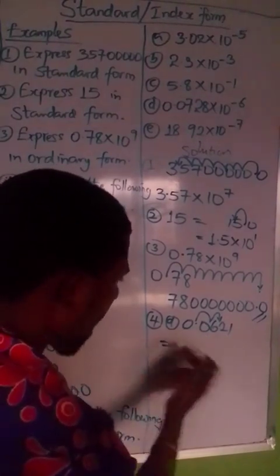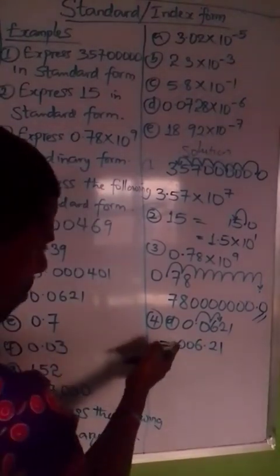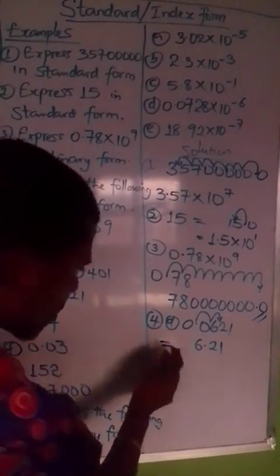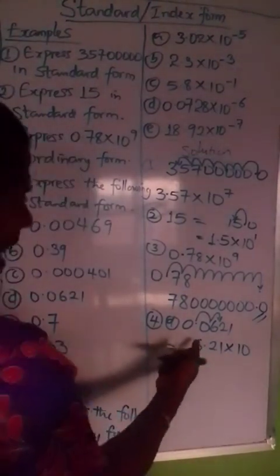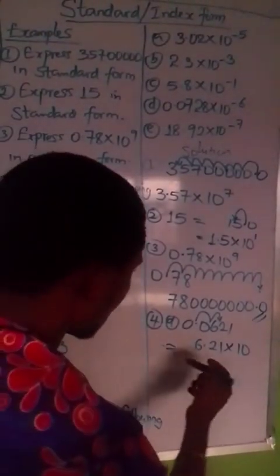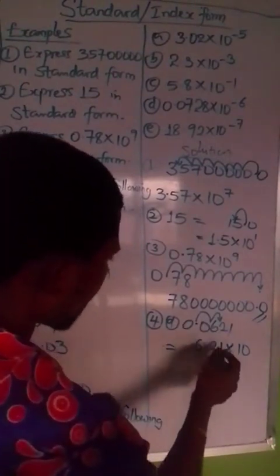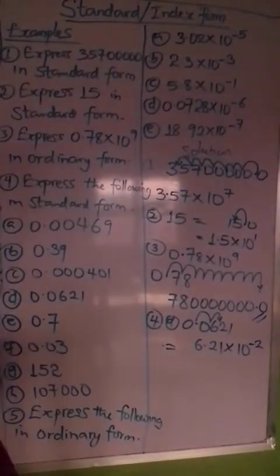Remember, if my point moves, I'm meant to have 0.0621. But this is insignificant, like I explained the other time. So this is 6.21 times 10 raised to the power. How many times does my point need to move? 2 times. Now remember what I told you. Because my point is moving backward here, I have raised to the power minus 2.